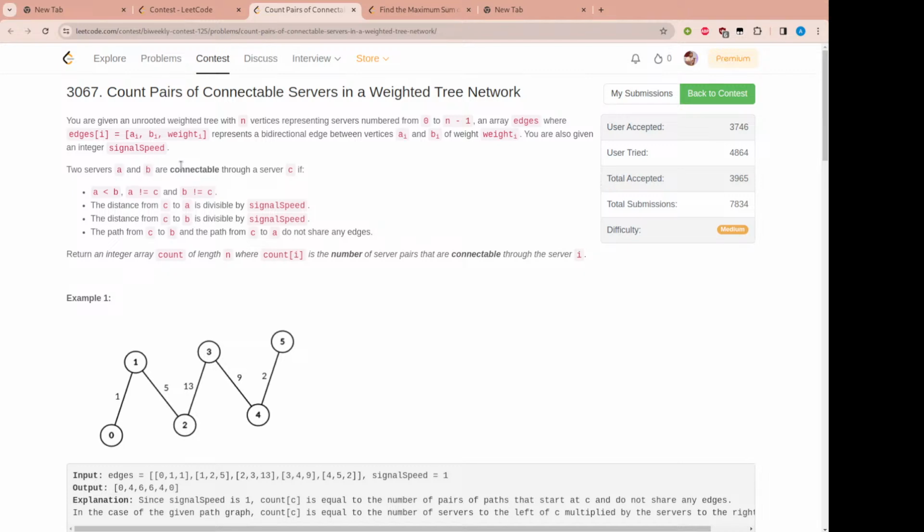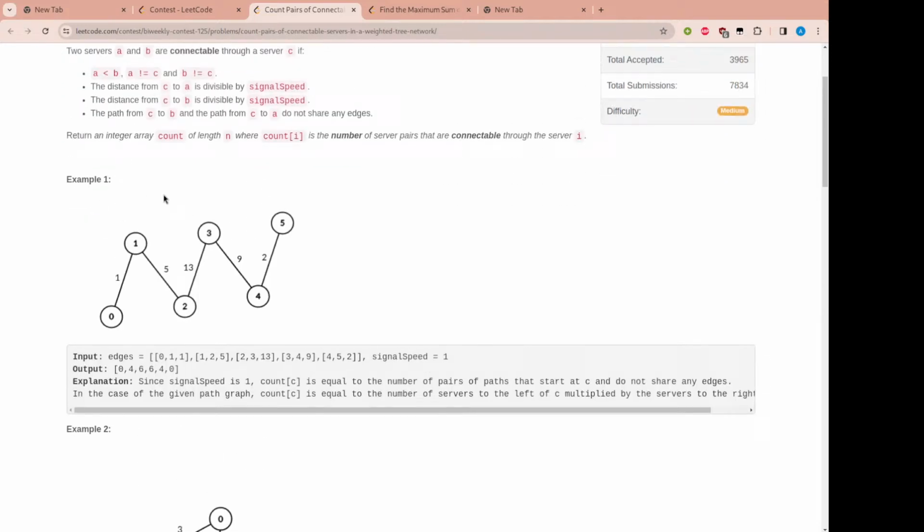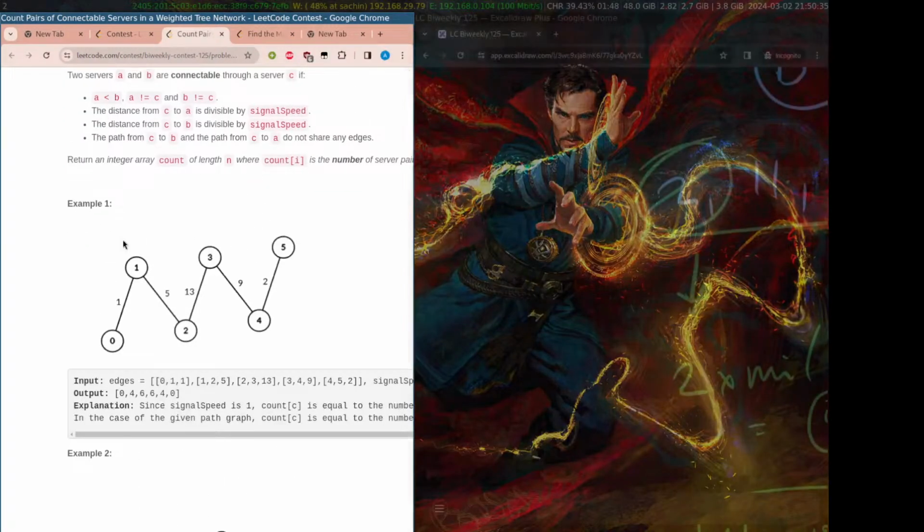Two servers A and B are connectable through a server C if A is less than B, A is not equal to C, and B is not equal to C. The distance from C to A is divisible by signal speed. The distance from C to B is divisible by signal speed. The path from C to B and the path from C to A do not share any edges. Return an array count of length n where count[i] is the number of server pairs that are connectable through server i. For example, this is the given sample.